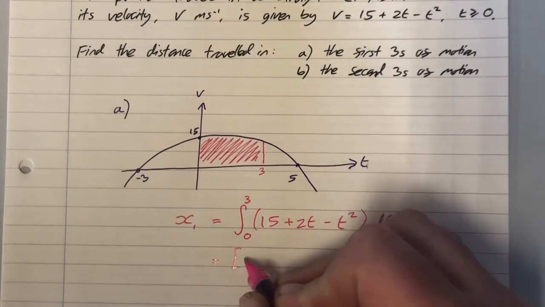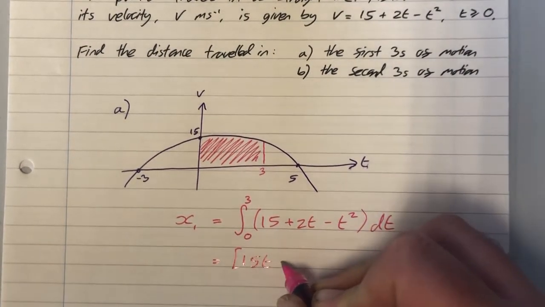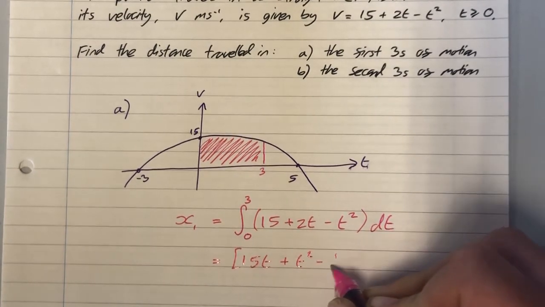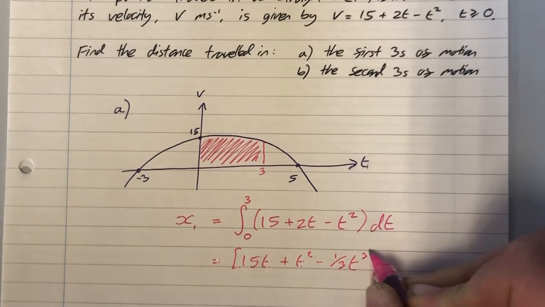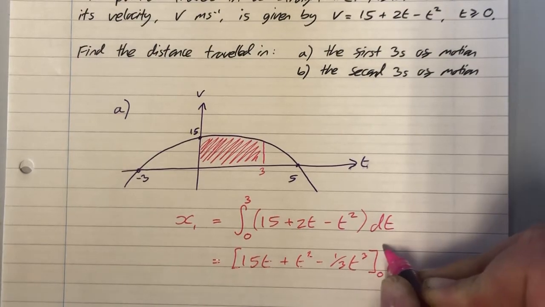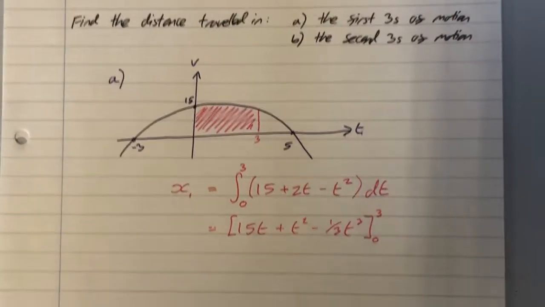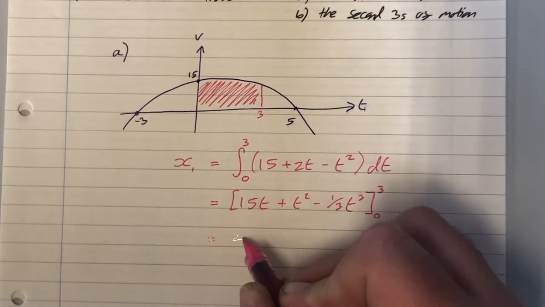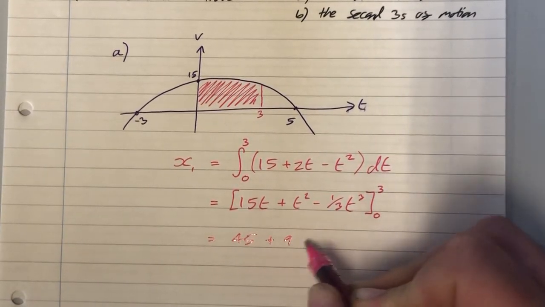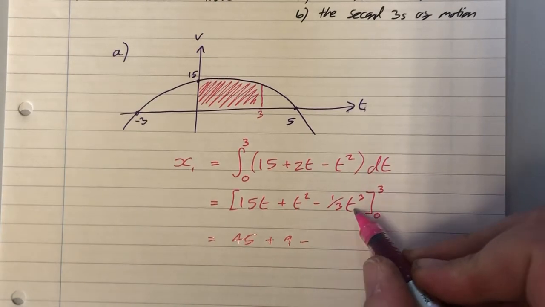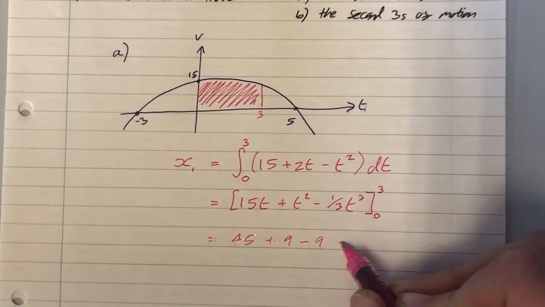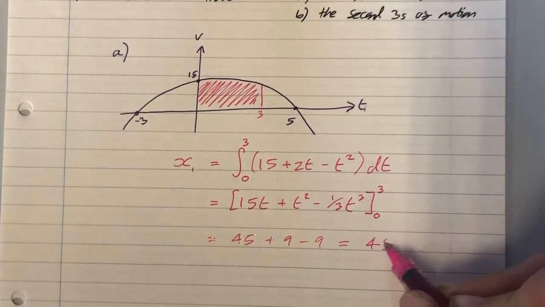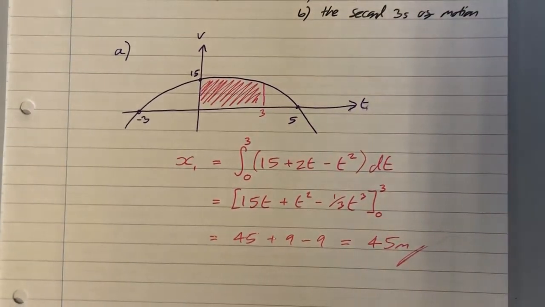So that's going to equal 15t plus t squared minus a third t cubed between t values of 0 and 3. Then plug in my upper limit. My lower limit will give me 0, so that's not a problem. So I get 45 plus 9 minus 27 divided by 3, which is 9. So that's going to equal 45 meters. So it travels 45 meters in the first 3 seconds.